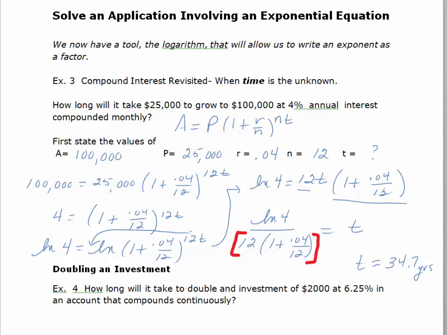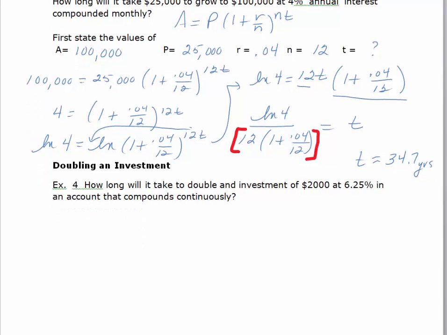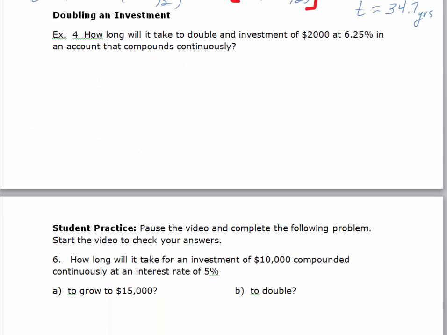Okay, well that actually was the equivalent of quadrupling our money. Let's look at an example of doubling an investment. So the question is, how long will it take to double an investment of $2,000 at 6.25% interest in an account that compounds continuously? So this is a continuously compounding problem.